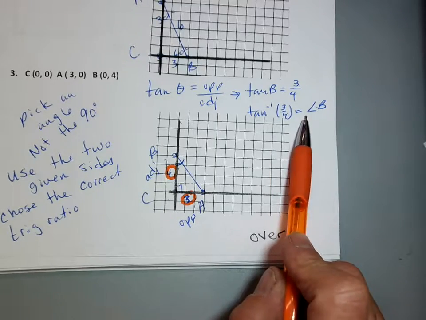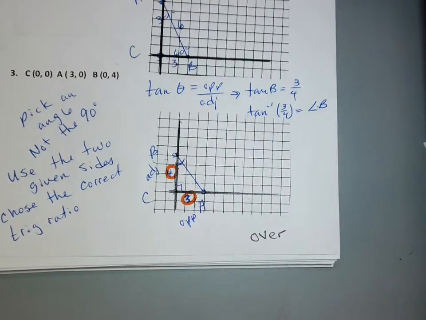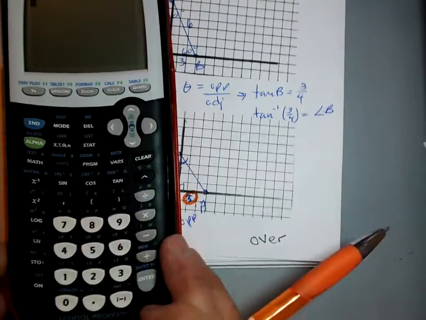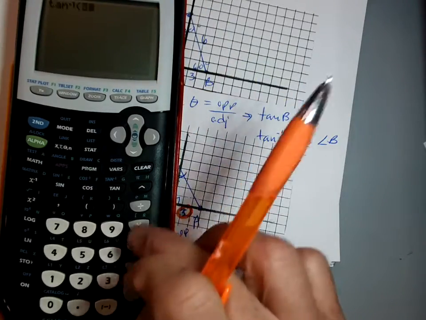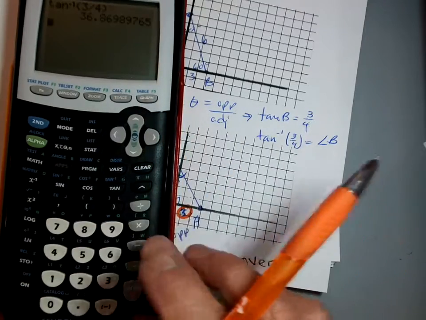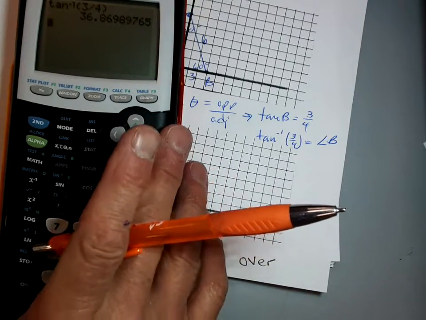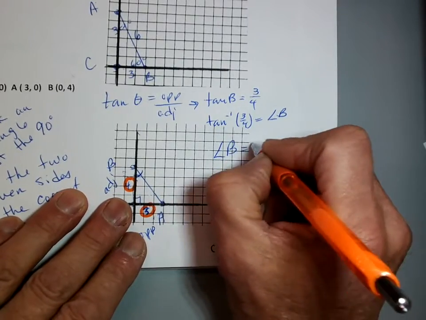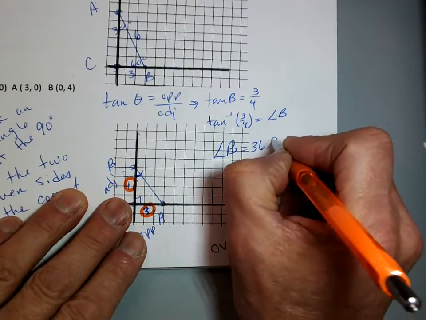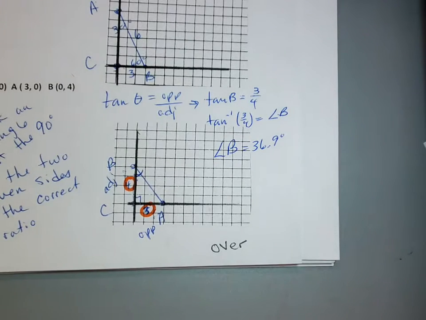Right. So this will give me angle B, so I'm going to use my calculator, and I'm going to go into tangent inverse, 3 divided by 4, and I get about 36.9 degrees. So angle B is 36.9 degrees. Okay, thumbs up? Okay, we're going to turn the page, and we're going to do another problem, right?